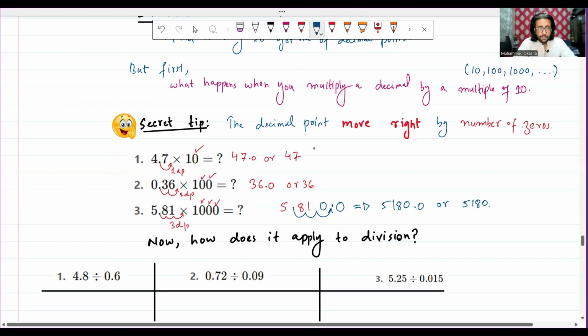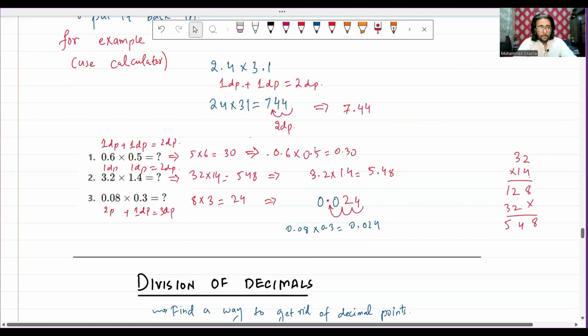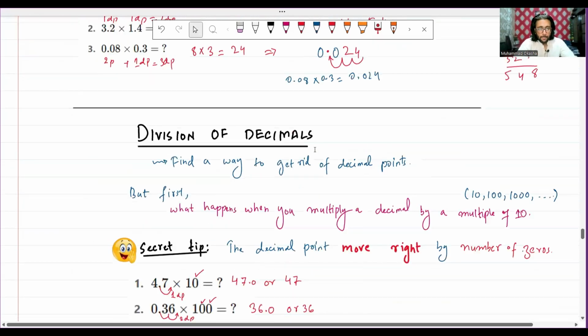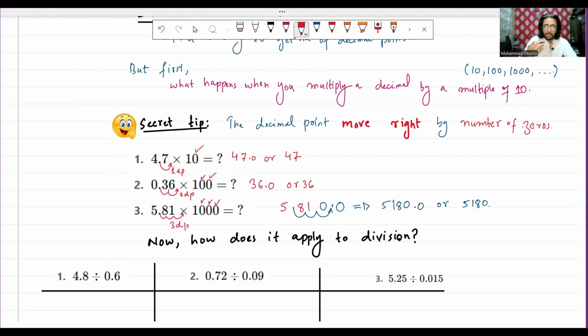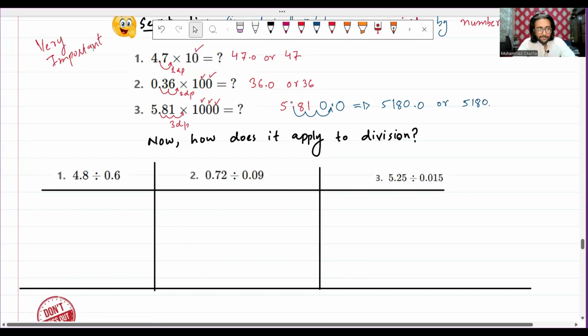Now, since we're doing division and not multiplication, this is really important. This whole thing is very, very useful in a lot of ways. It's going to help you a lot, not just in decimals, but in complex questions as well. Okay, so this is muy importante. So how does it apply to division?